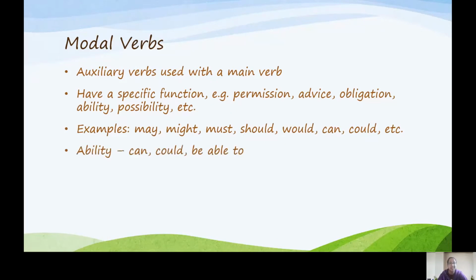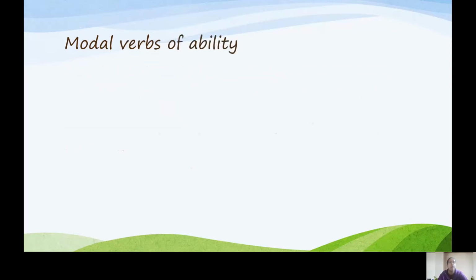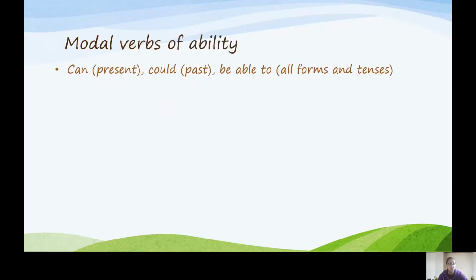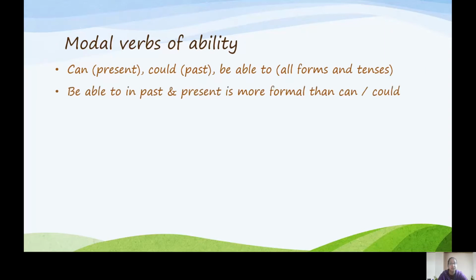The ones we'll look at today are can, could, and be able to for ability, and may, might, can, and could for possibility. Let's start with ability. Can is used in the present, could is used in the past, and be able to is used in any tense or form. If we use be able to in the past or the present, it's a bit more formal than using can or could.